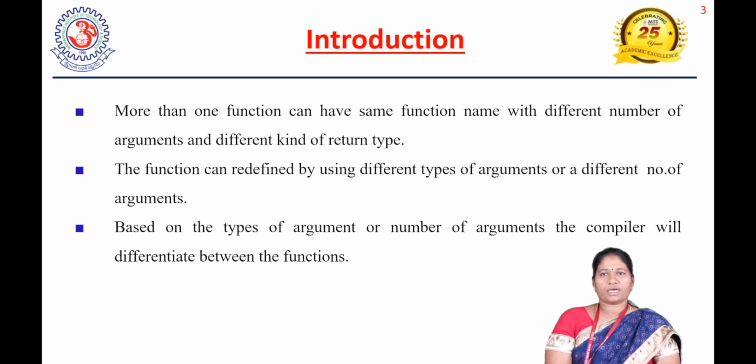So how does the compiler recognize them? Based on the types of arguments and the number of arguments, the compiler will recognize. So there will be different kinds of functions within the same function name.